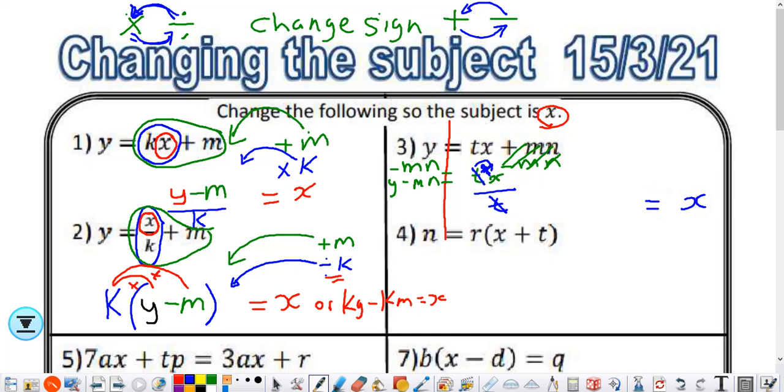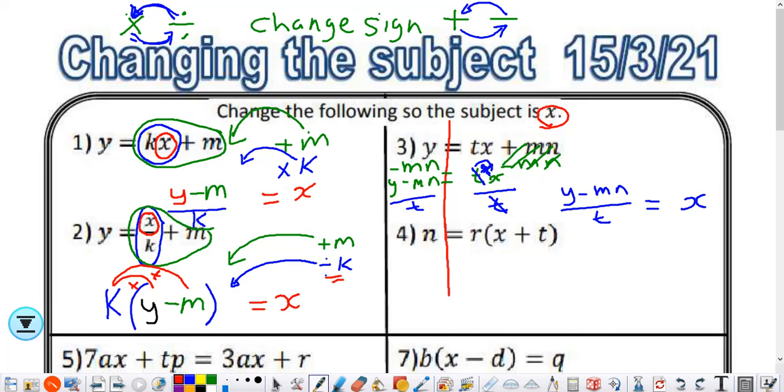If I do exactly the same on the opposite side, divide by t, you can see I can leave it written in the fraction form. So I'm going to rewrite that out. I've got y minus mn divided by t. And that's my answer to question 3. Going to rub this bottom one out. Question 4.